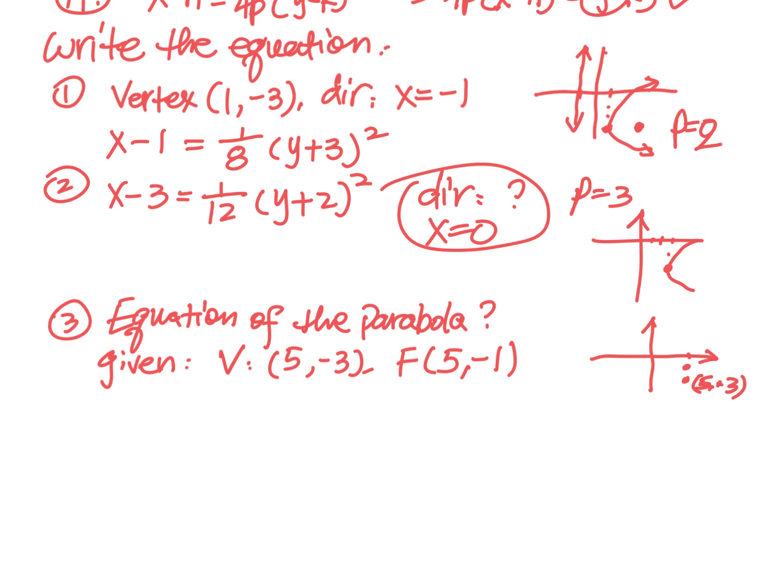So the focus is over here. This is the focus, that's the vertex. You know the parabola opens up. And from negative 3 to negative 1, you know p is equal to 2. So the equation for the parabola that opens up is y minus k equals 1 over 4p, p is 2, times x minus 5 squared.